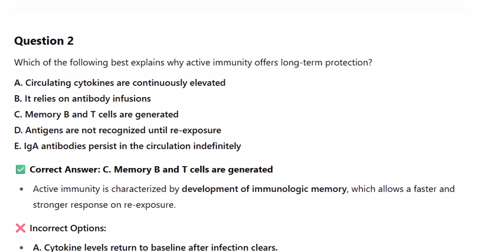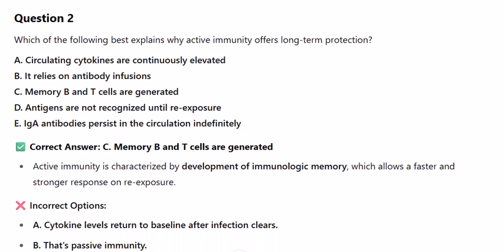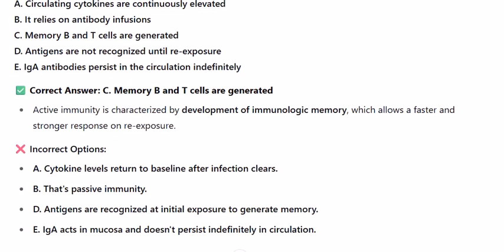Question 2. Which of the following best explains why active immunity offers long-term protection? A. Circulating cytokines are continuously elevated. B. It relies on antibody infusions. C. Memory B and T cells are generated. D. Antigens are not recognized until re-exposure. E. IgA antibodies persist in the circulation indefinitely. Correct answer C. Memory B and T cells are generated. Active immunity is characterized by development of immunologic memory, which allows a faster and stronger response on re-exposure.